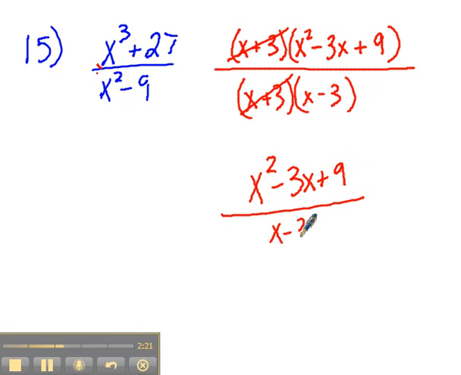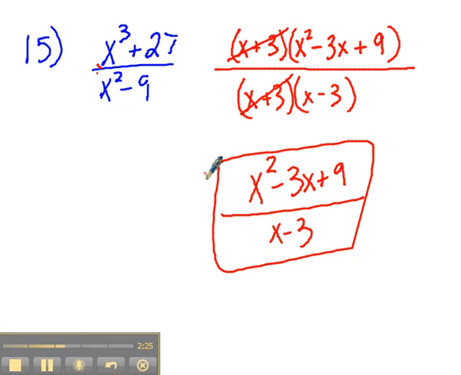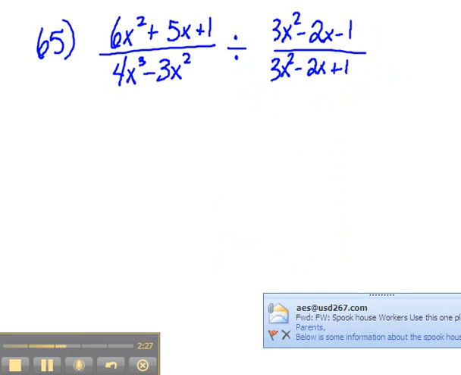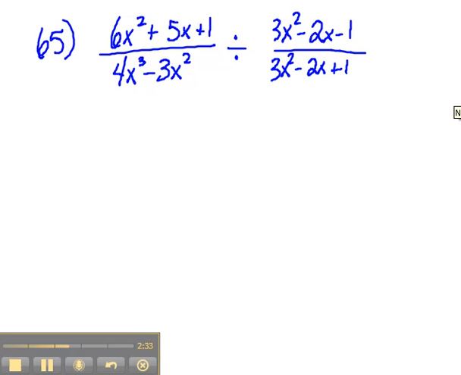Okay, let's move on to some of the multiplying and dividing type of problems. This was 65 that you had a question on. Okay, it was a division one. Remember that for the division you change that to multiplying by the reciprocal. So I'm going to change this and flip this one, the second part of it. But I'm going to factor as I go to kind of save a step.